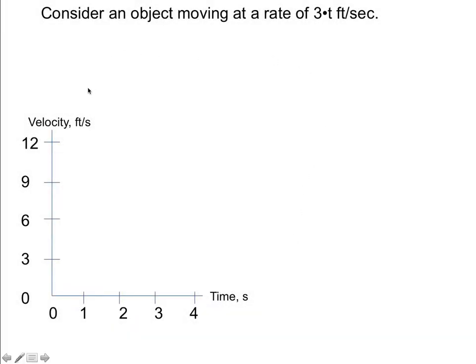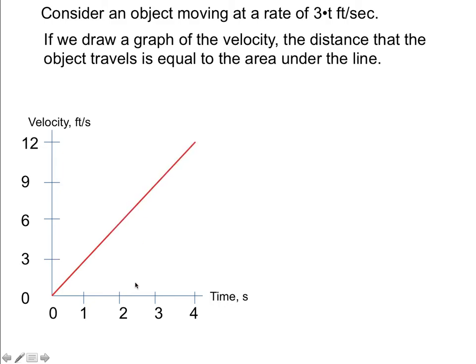Okay, so let's change the problem a little bit. We have an object moving at a rate of 3t. That means that at the beginning, they're moving 0. After a second, they're moving at 3 feet per second. After 2 seconds, they're moving at 6 feet per second. So their velocity is getting faster and faster. It starts out here, then goes here, then goes here, then goes here. So that relationship is linear. Now the concept is the same. The distance that the object traveled is still equal to the area under the function.